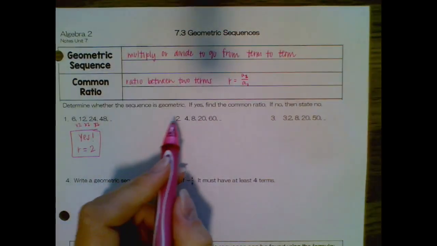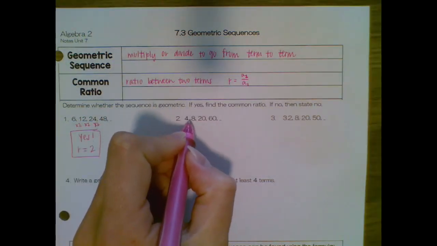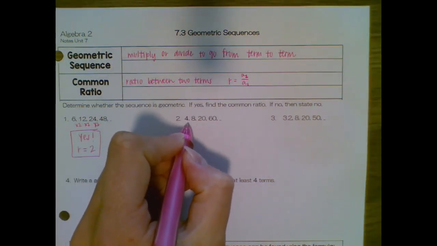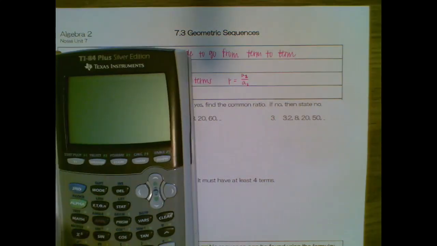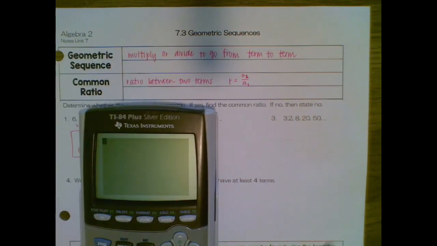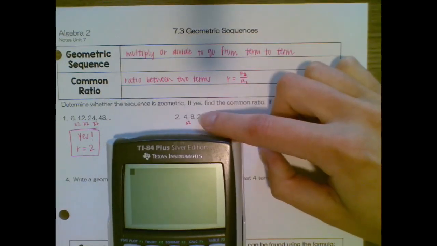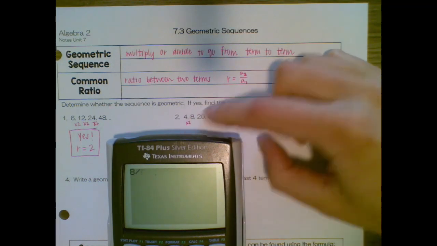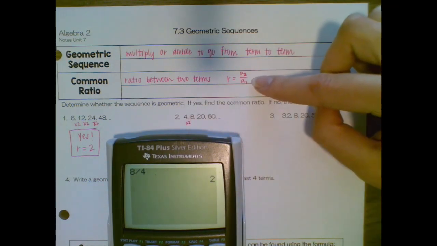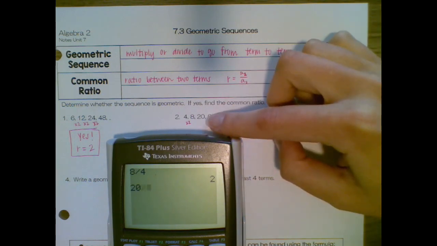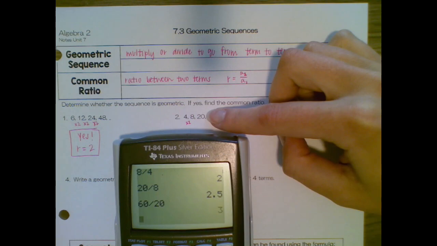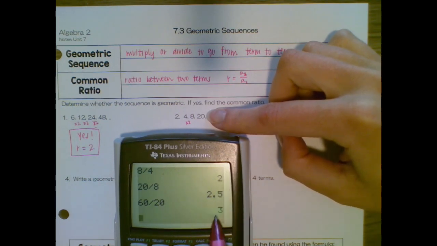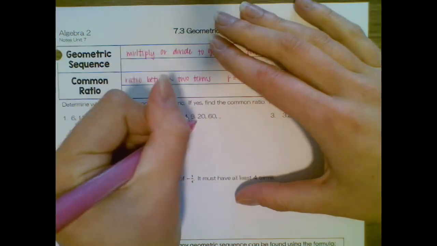Okay. Number 2. Let's see here. 4 times 2 is 8. 8 times 2 is not 20. Another way to check that, guys, is to remember you're going to take the previous term, so 8, and divide that by the 4. That's how I got the 2. And then I can do 20 divided by 8. That's 2.5. 60 divided by 20 is 3. So clearly these are not the same numbers. So this is not geometric.